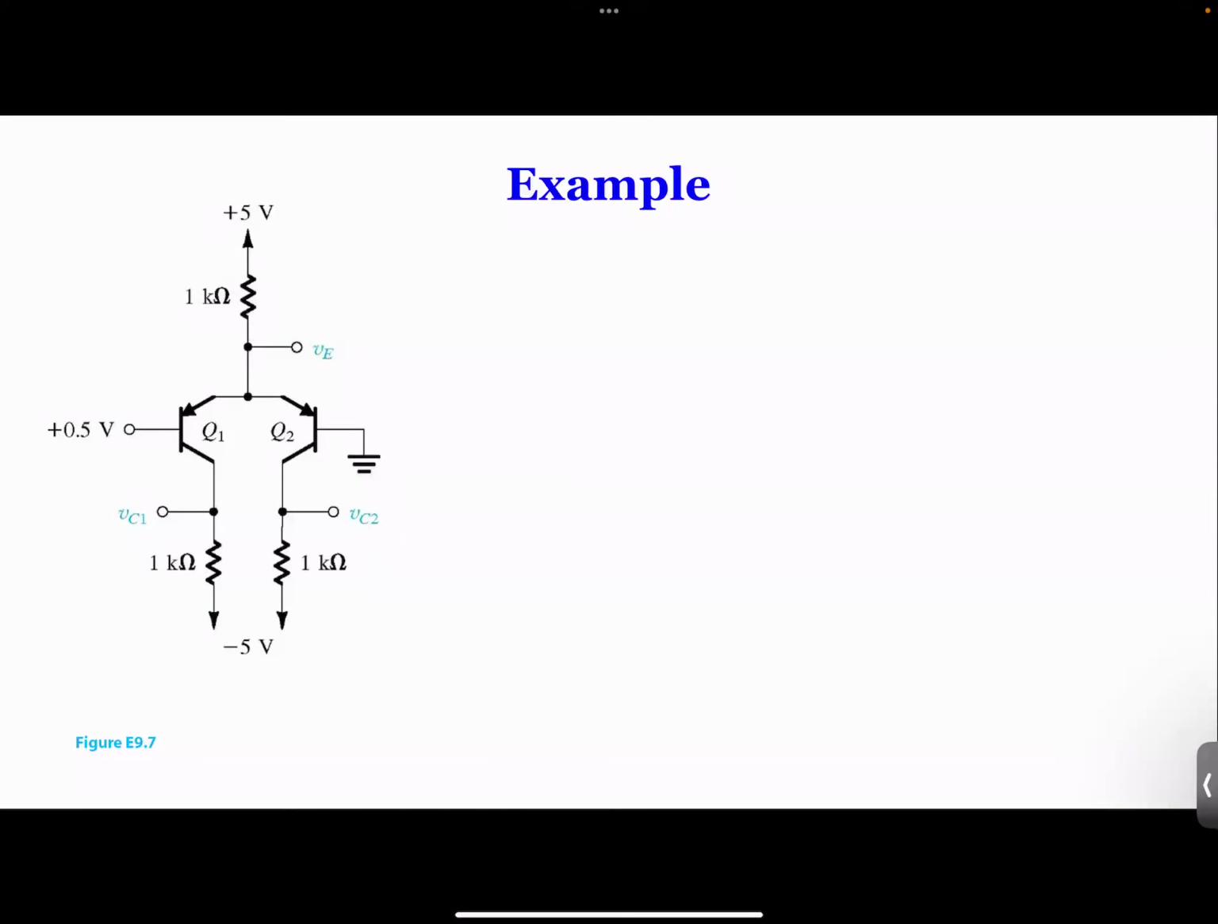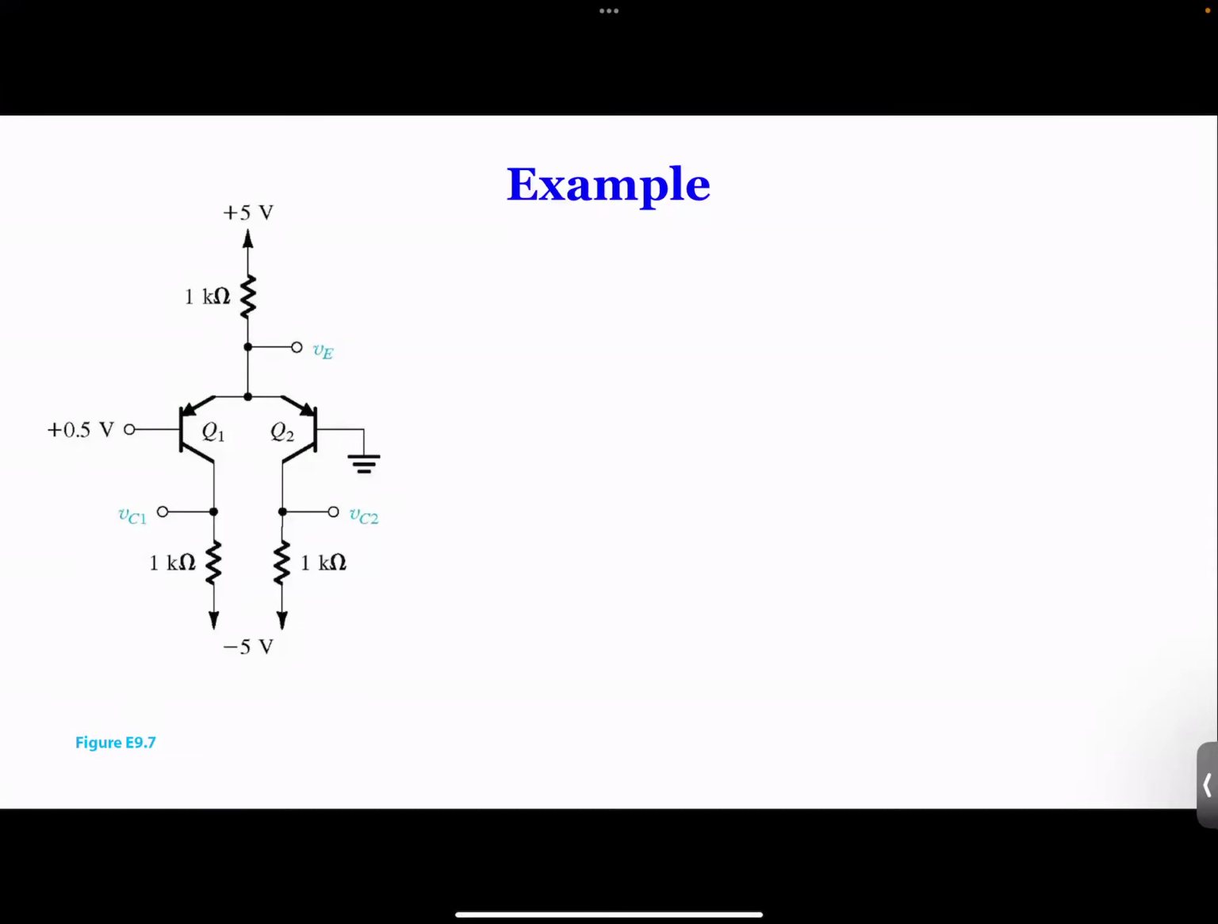So this is another example that has PMOS instead of NMOS. So with PMOS, you can look at this. All right, so we can do a similar analysis. Suppose you have minus 5 volts over here. We want to find out what is VC1 and what is VC2. And we have one gate grounded and the other one connected to 0.5.